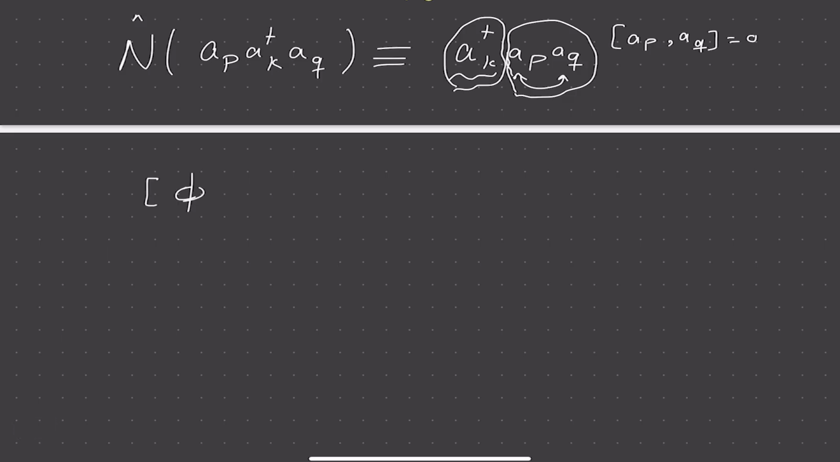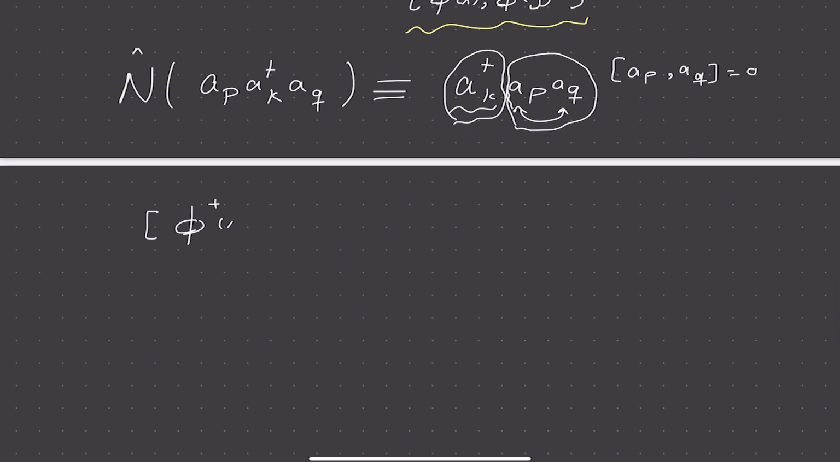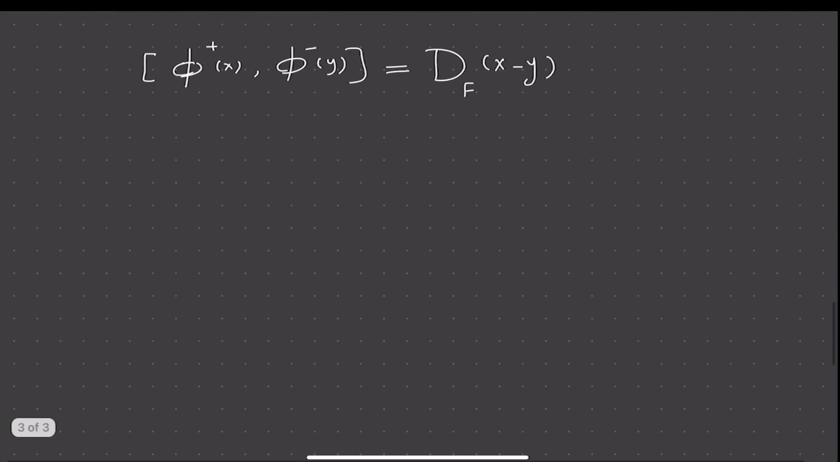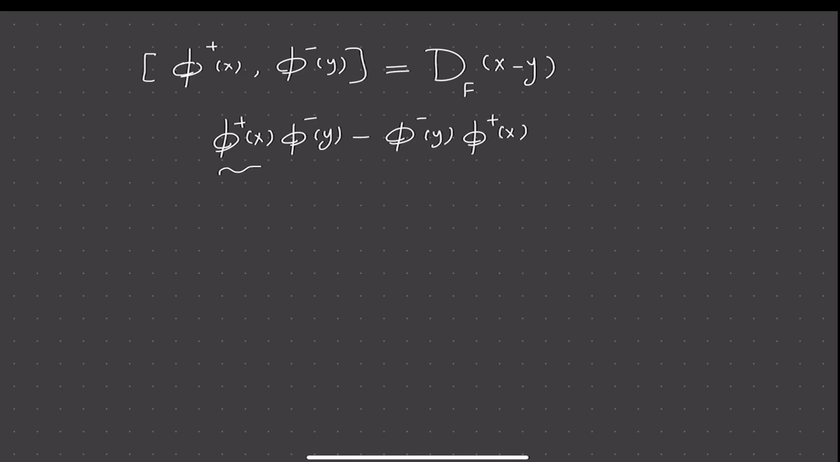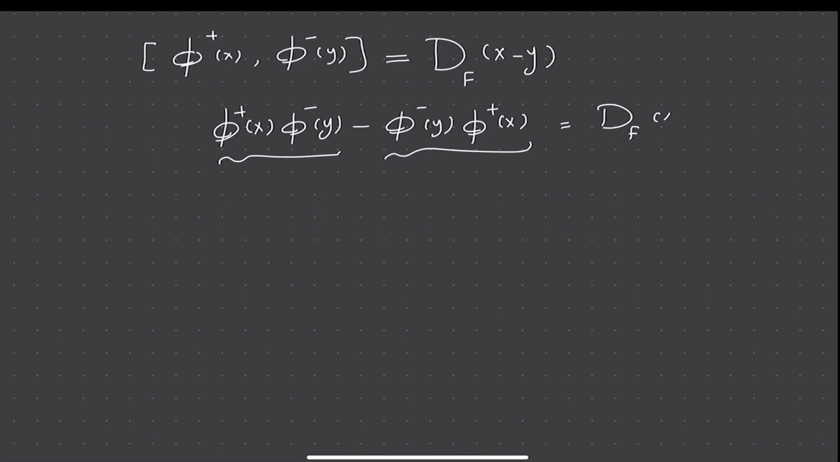This commutation of phi plus x and phi minus y is the Feynman propagator, right? Again, why is it the case? Because this is going to be phi plus x, phi minus y, minus phi minus y, phi plus x. So that's like two kinds of propagation with causal ordering, and then you subtract them. We already defined that as the Feynman propagator.